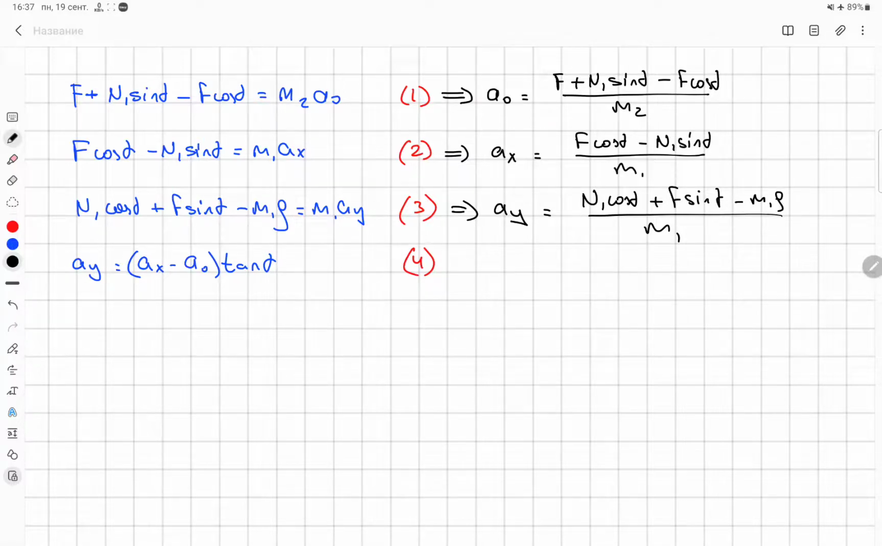So what we will do next, basically I will substitute a0 into equation number 4. Same for ax and ay, I will substitute them into equation number 4. And in this equation we will have only one unknown, which is N1, and our aim is to find N1 at the moment. So first it is just math, I will do it quickly.